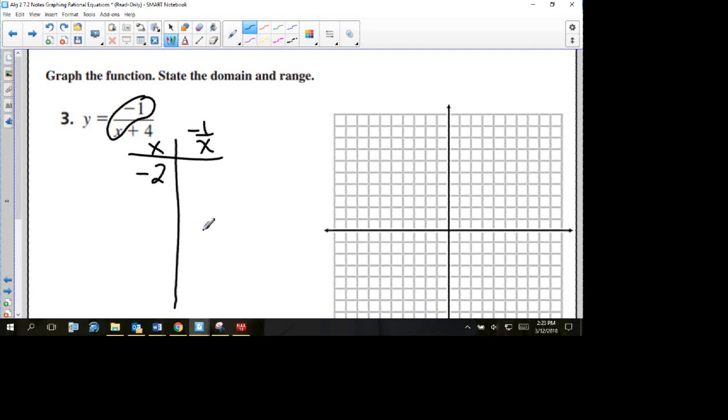If I put in negative 2, then I'm going to get a half. If I put in negative 1, I'll get positive 1. If I put in negative 1/2, if I have negative 1 and I divide it by negative 1/2, dividing by a fraction is the same thing as doing what? Multiplying by its reciprocal. So I have negative 1 multiplied by negative 2. So that's 2. So if I put in a fraction, I'll get out the reciprocal of it.